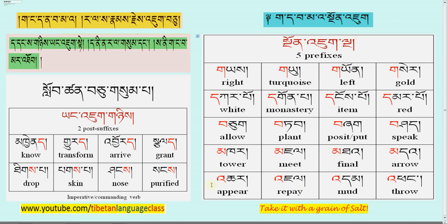O chara char, meaning appear. O jala jal, meaning repay, especially repay loans. O dama dam, meaning mud. O panga pang, meaning throw. So as you may have noticed, generally by itself this is the letter ya, but because of this prefix, this ya becomes ya, because we don't say this as ye, but rather ye.